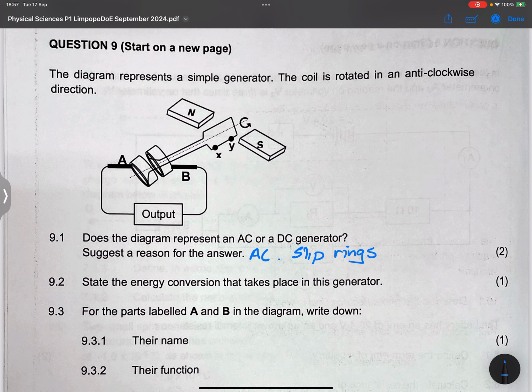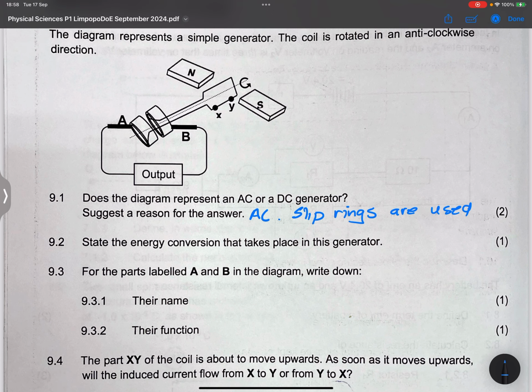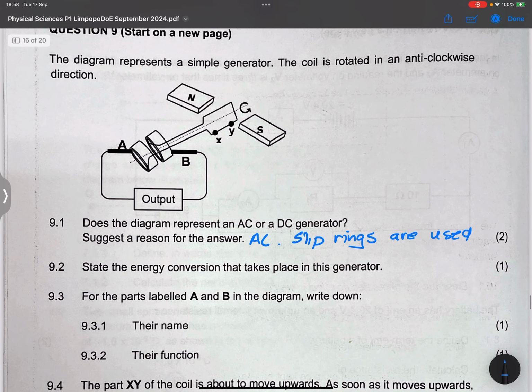I must admit though, this diagram, I'm not sure if it's just me, but it's really not the best of diagrams. I'm struggling a bit, but nonetheless, it is slip rings that are used. Now they say, state the energy conversion that takes place in this generator. Remember that generators convert mechanical energy to electrical energy.